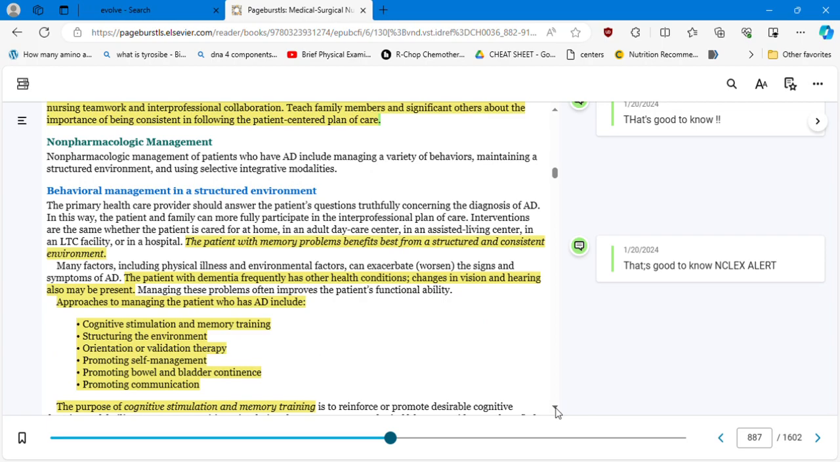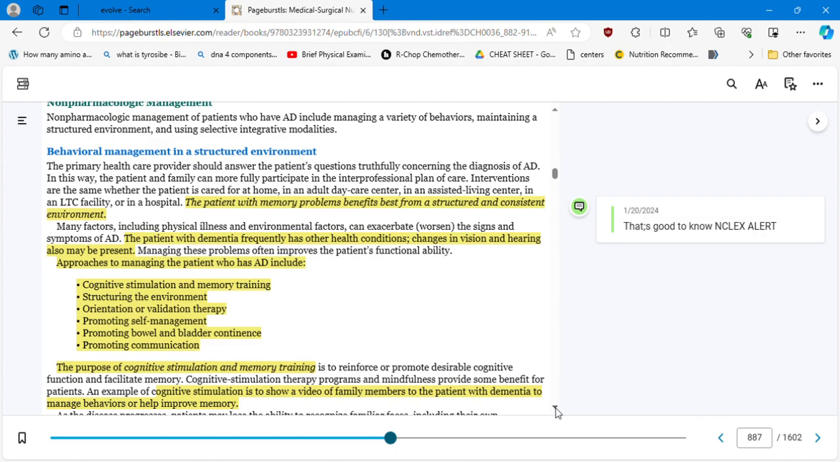For example, the patient with memory problems benefits best from a structured and consistent environment. That's good to know. This is an NCLEX alert, okay? The patient with dementia frequently has other health conditions. Changes in vision and hearing also may be present because all of them are related to our brain function. Think about your cranial nerves, right?